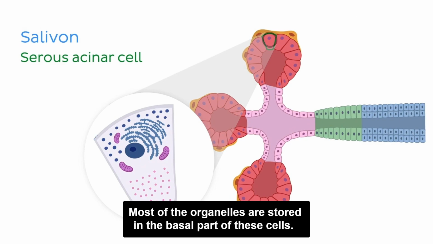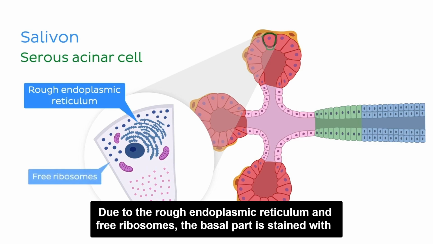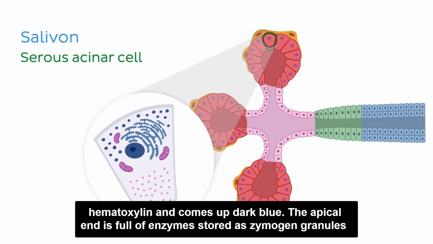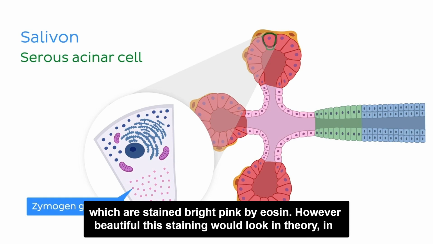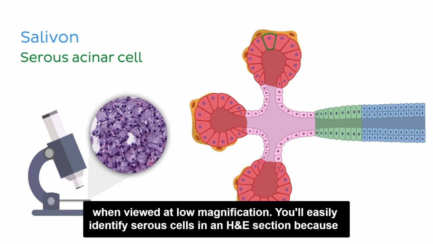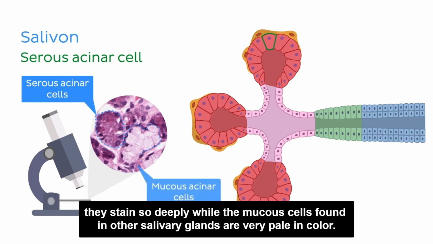Most of the organelles are stored in the basal part of these cells. Due to the rough endoplasmic reticulum and free ribosomes, the basal part is stained with hematoxylin and comes up dark blue. The apical end is full of enzymes stored as zymogen granules, which are stained bright pink by eosin. However beautiful this staining would look in theory, in practice the cells are packed together so tightly that they come up looking purple, especially when viewed at low magnification. You'll easily identify serous cells in an H&E section because they stain so deeply, while the mucus cells found in other salivary glands are very pale in colour.